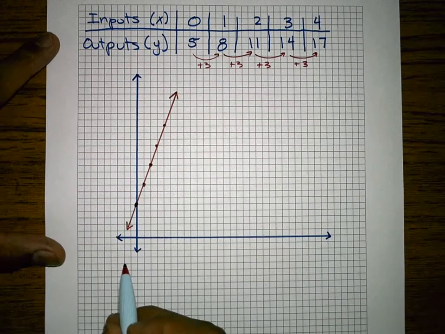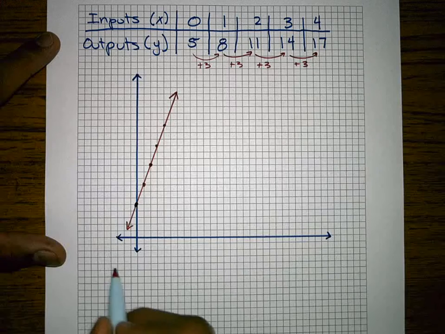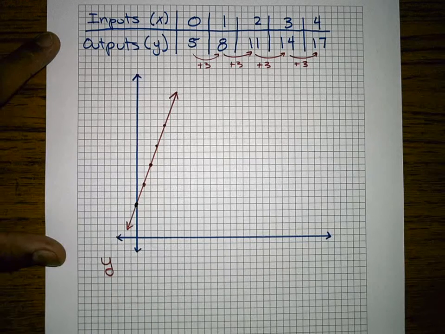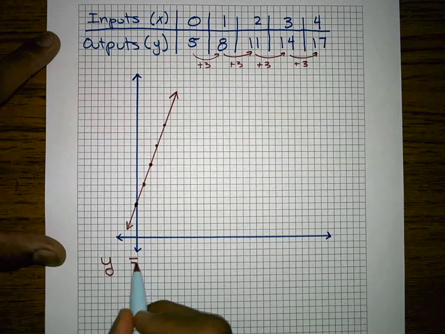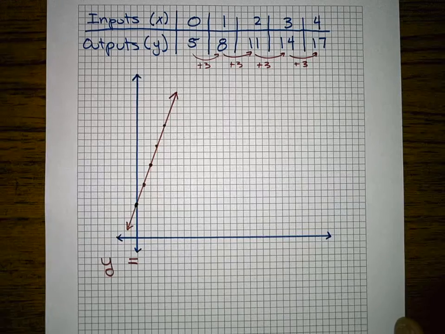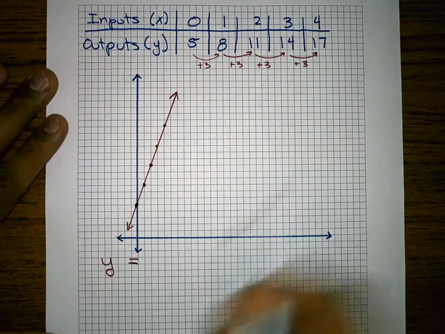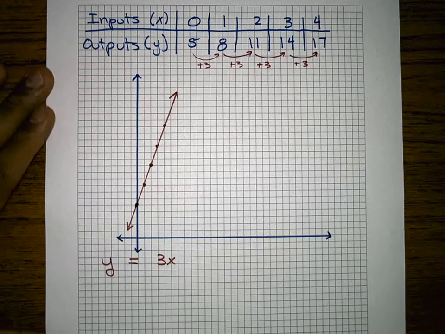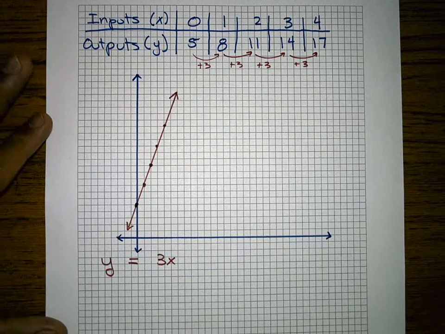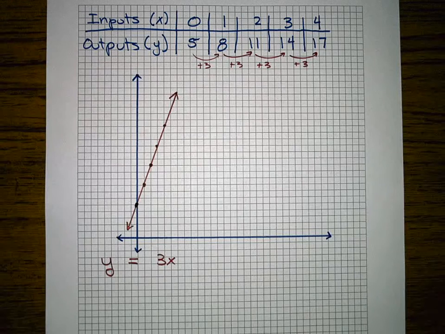My equation is going to equal y, because that's my output. Then for the idea of adding the 3 over and over, that's multiplication. So that's 3 times the x.